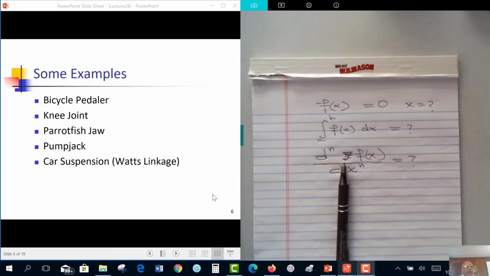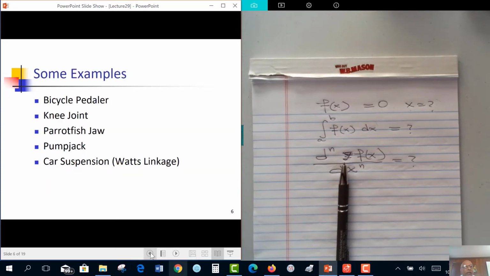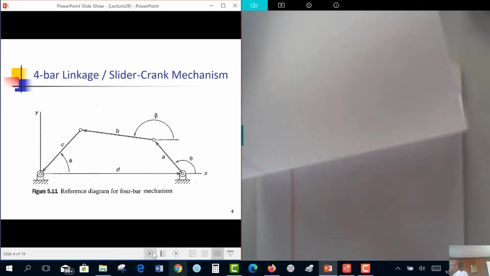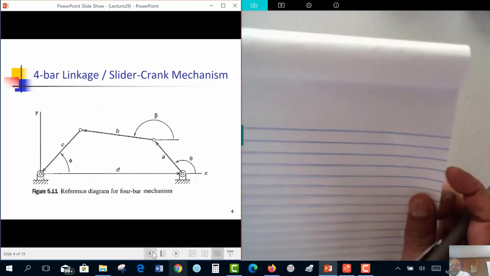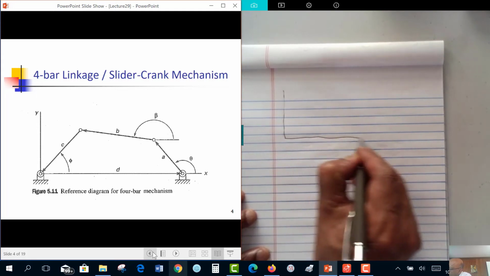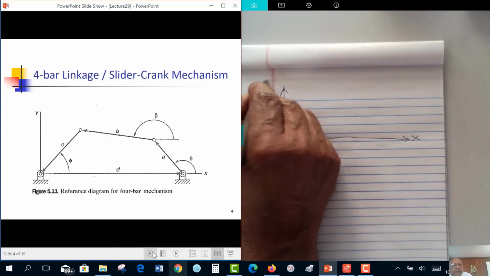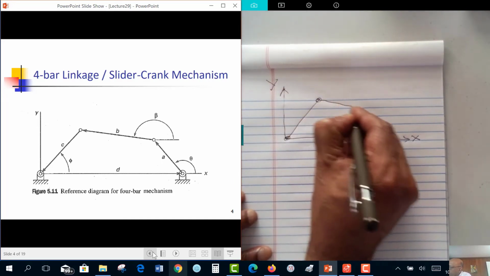Okay, so you saw a lot of applications of 4-bar linkage. Now let's try to understand the math of it. So let me draw my diagram from here. So here is our x-axis, y-axis, and our 4-bar linkage.